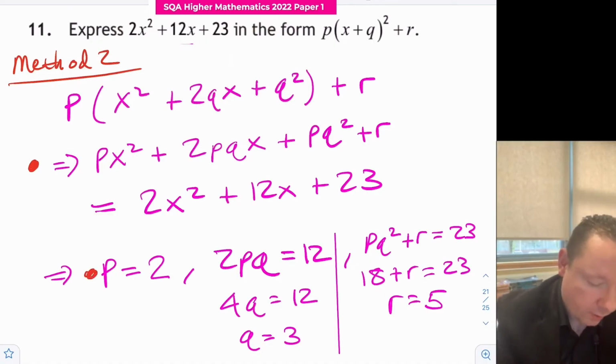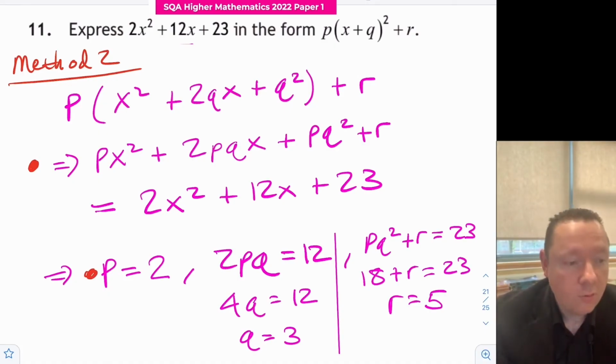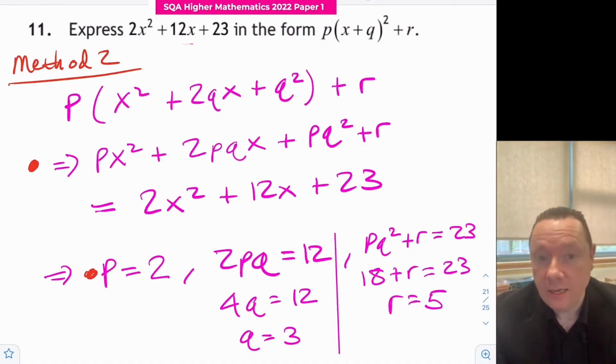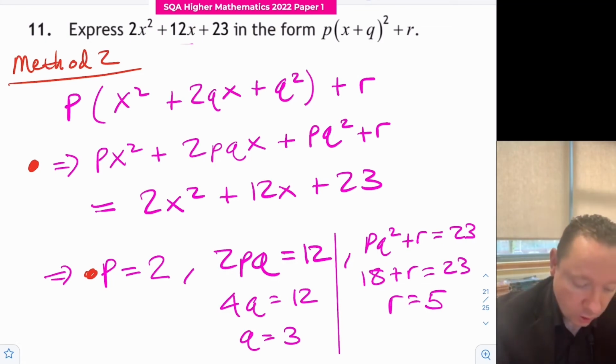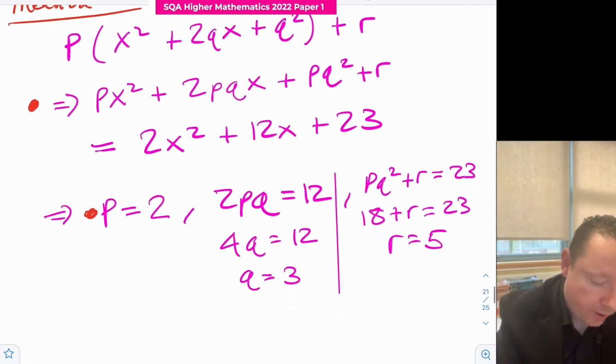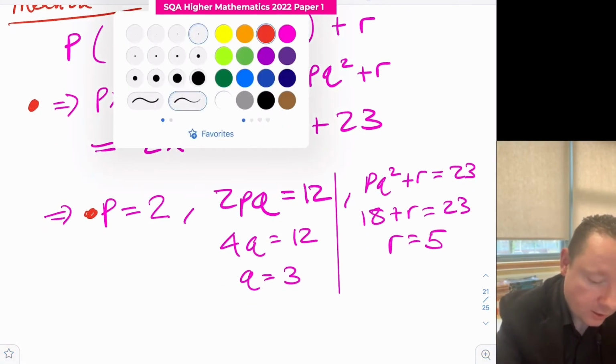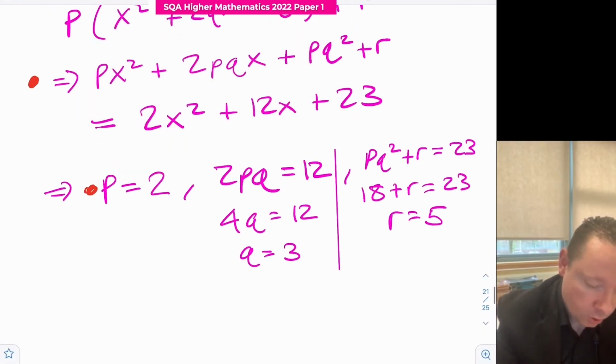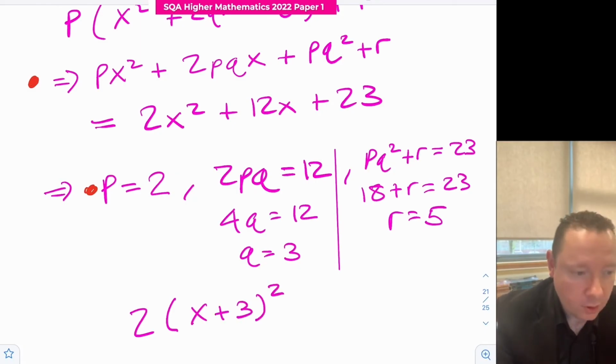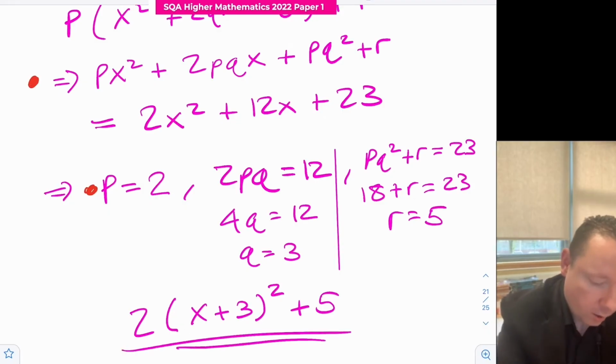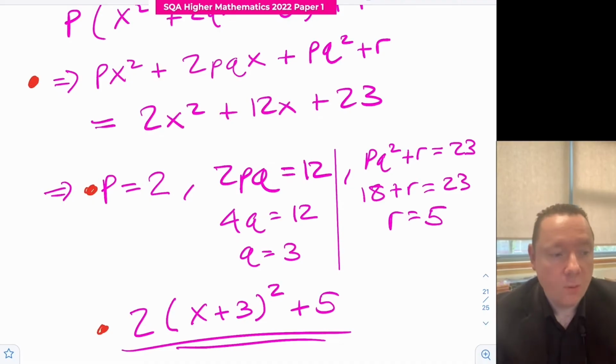So we should have written all of them, the top lines, and then working them all out and writing it in completed square form gets you your final mark. So you can't just work them all out. You have to then say what the answer actually is, which is 2(x plus 3) squared, because q is 3, plus your 5, because r is 5, for your final mark. And there's your 3 marks in that way.